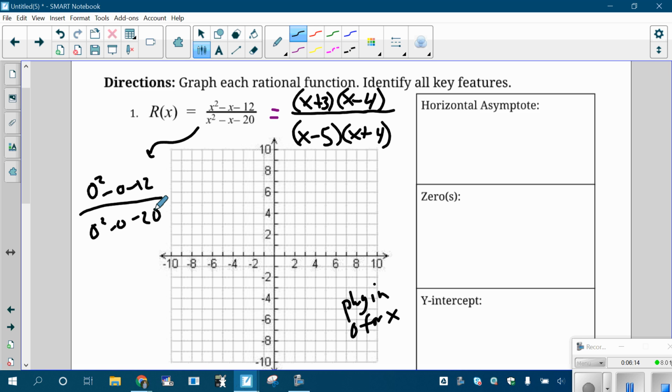Type it all in. You should get out 12 over 20, which is 6 over 10, which is 3/5, which is 0.6. So your y-intercept is, it's nice to write as a point, (0, 0.6). Okay, that's just a point on your graph. 0.6 is like 0, right? It's right there. Okay, so now we have 1 point on our graph.